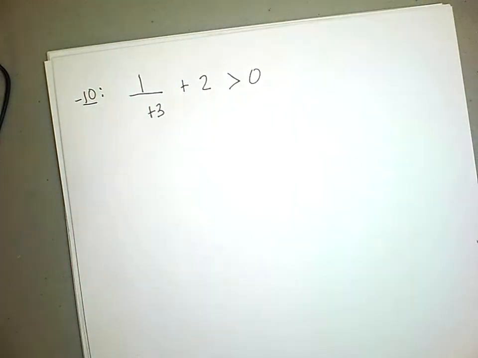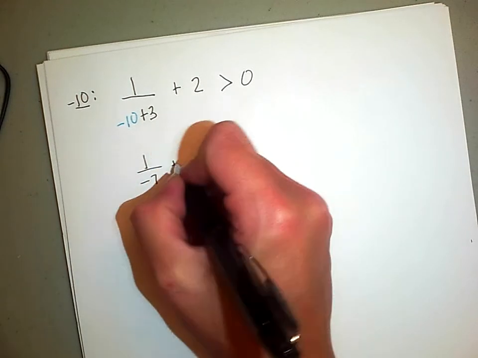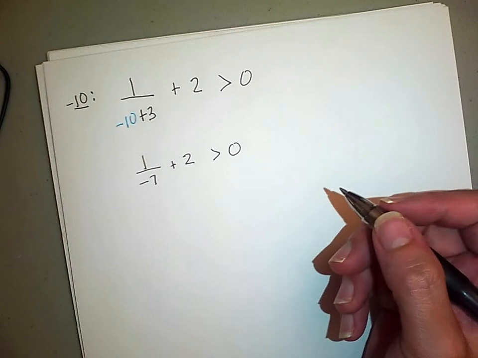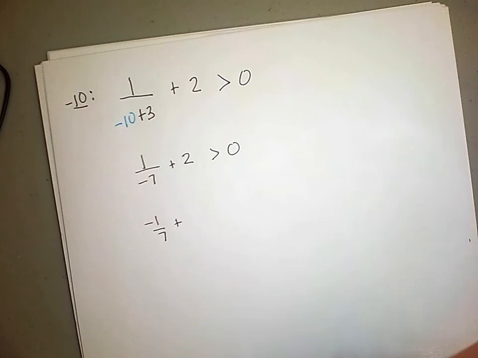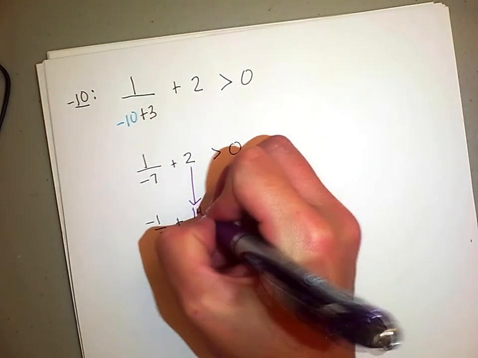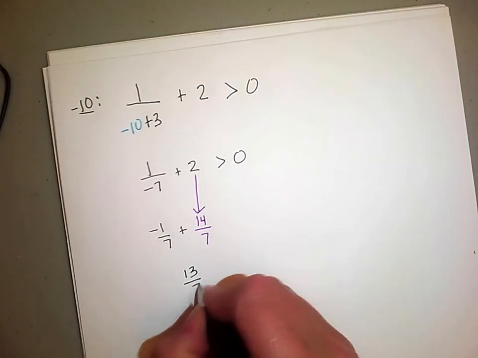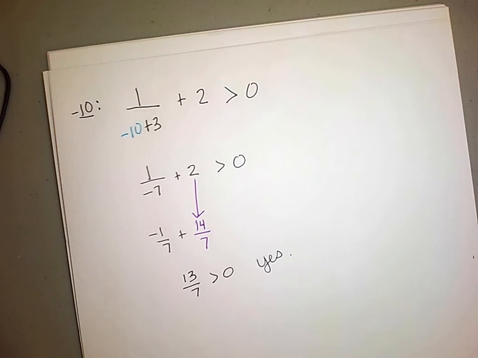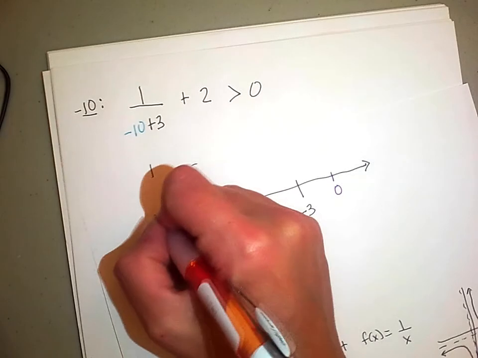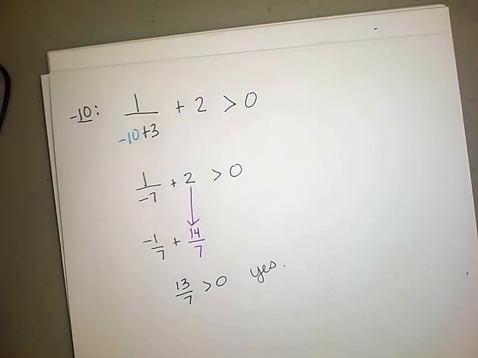So at -10, let's plug it in and find out if that's greater than 0. So this becomes 1 over -7 plus 2. Is that greater than 0? I'm going to move this negative up top so we don't lose it. And then we could write 2 as 14 over 7. And so is it true that 13 over 7 is greater than 0? Yes. It is positive. So it is true on this interval.